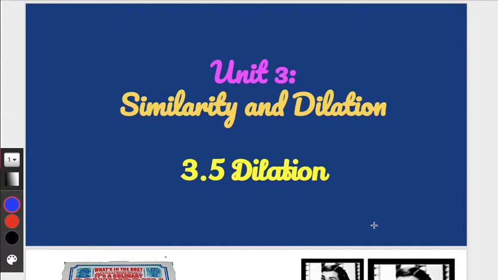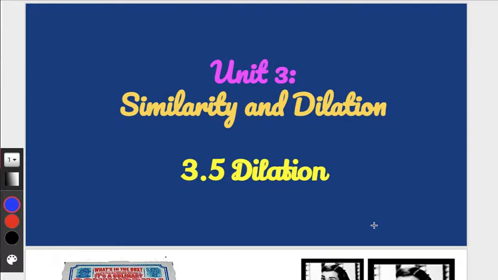Hello everyone, today we're going to introduce a new type of transformation which is called dilation. If you remember, in last unit we introduced three transformations, which are translation, reflection and rotation, and we also call them rigid motion because they keep the same size and same shape, so nothing changes after the transformation compared to the original pictures here.